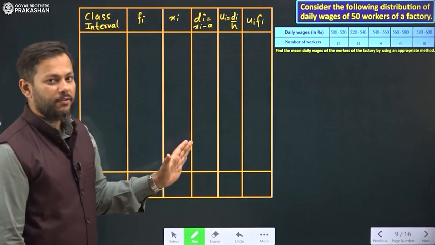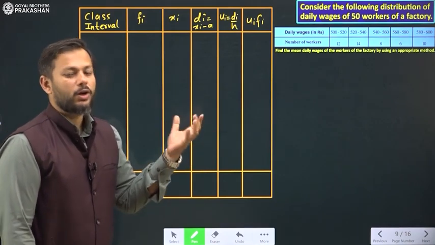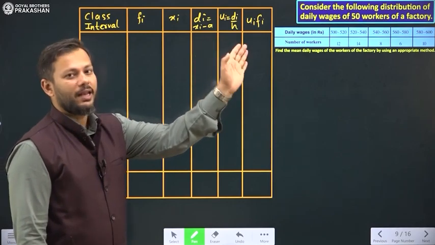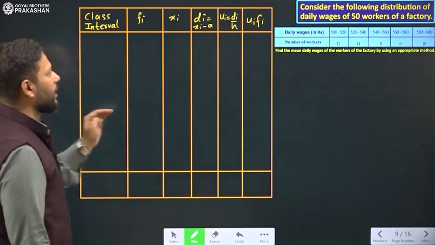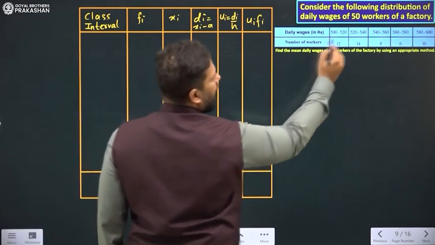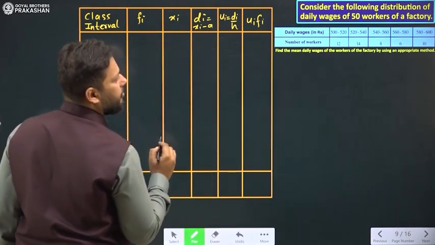Because with the help of it we will get an A, or the assumed mean, that will be used to find the values in the next 3 columns. Let us fill the first 3 columns. What is the first class interval? It is 500 to 520.